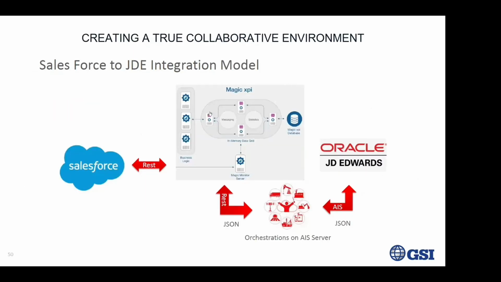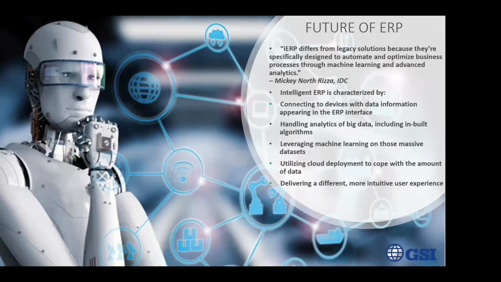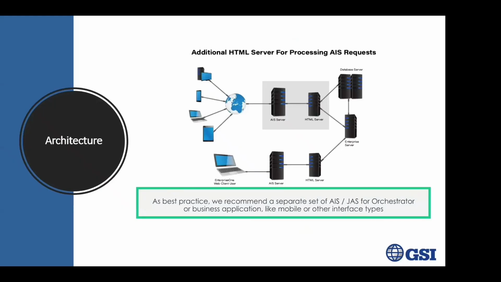Okay, one more slide. Salesforce. Okay, future of ERP. Not too long ago, speakers would be talking about upgrades. Now we're talking about E1 Orchestrator, because they want JD Edwards to be an intelligent ERP.